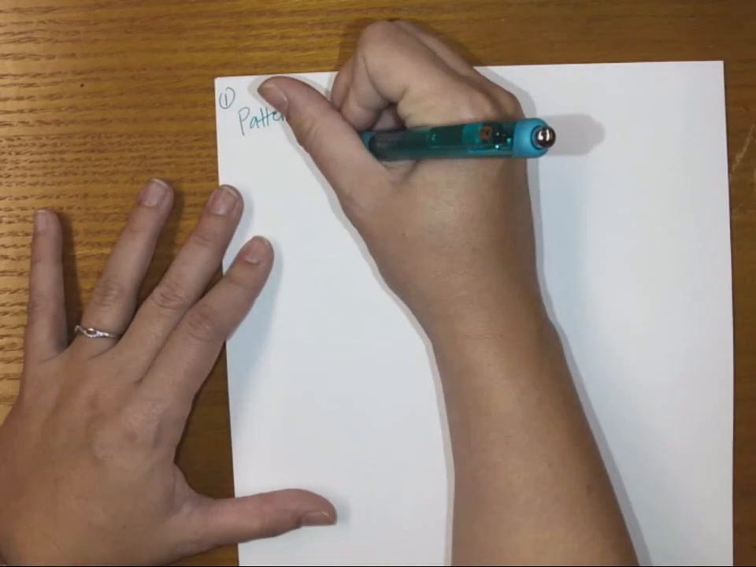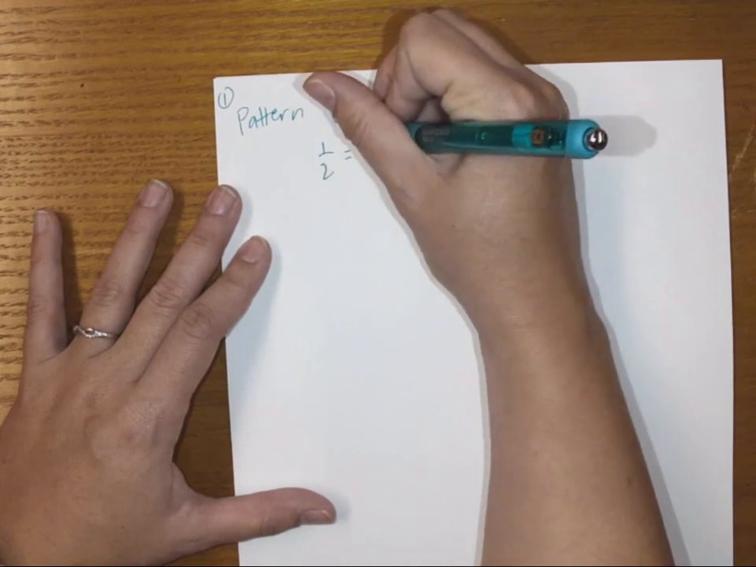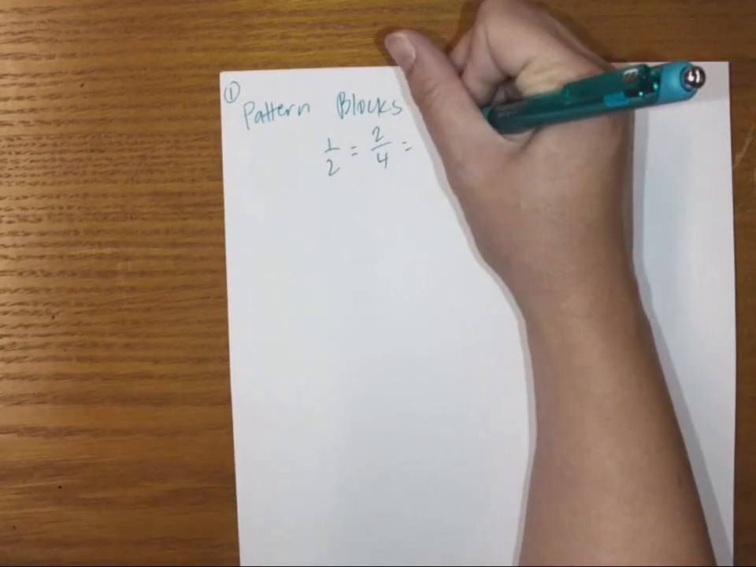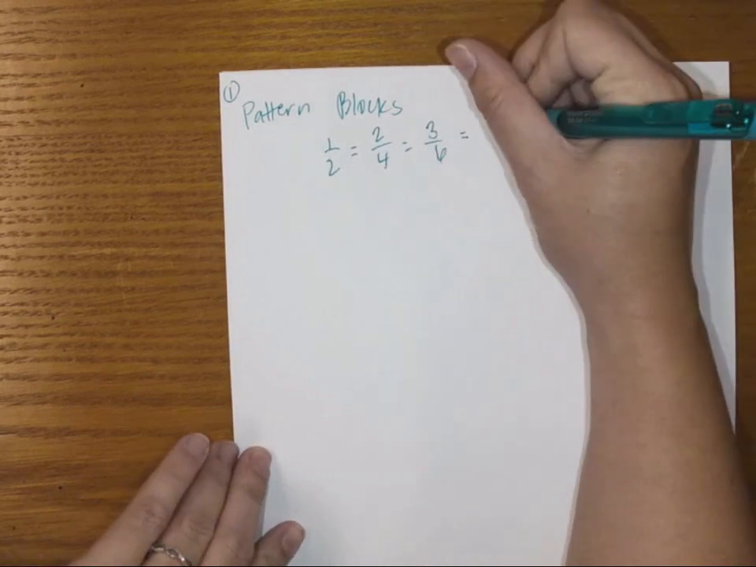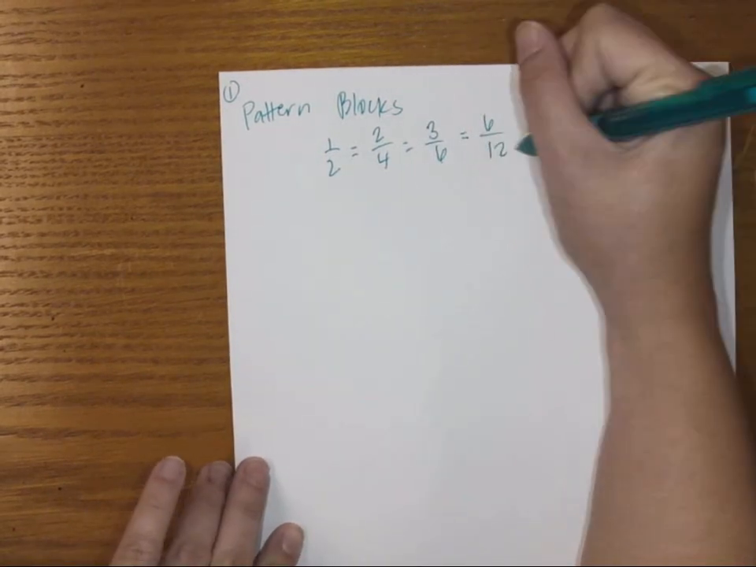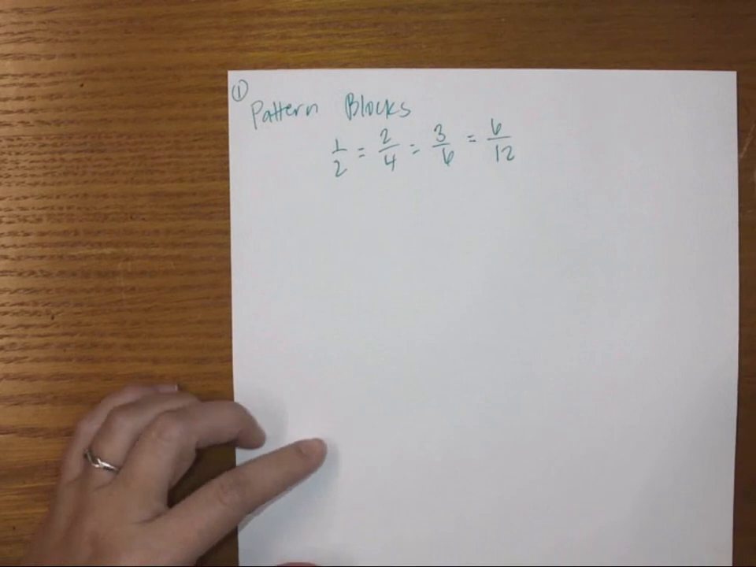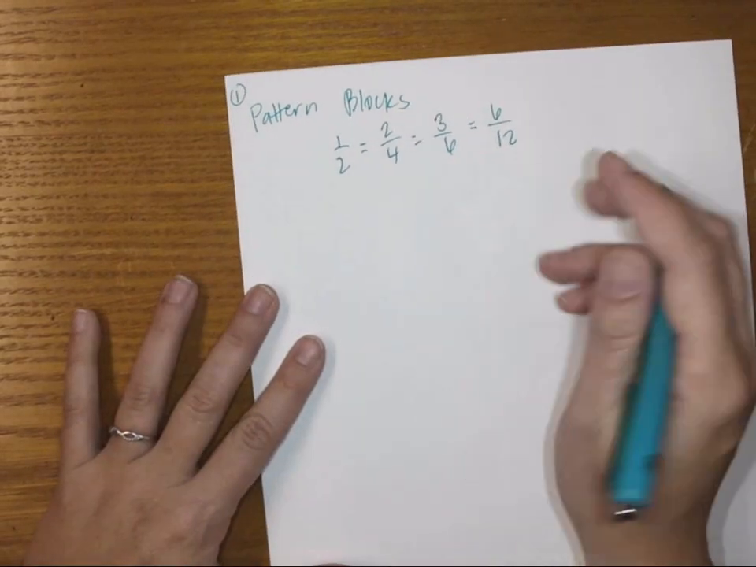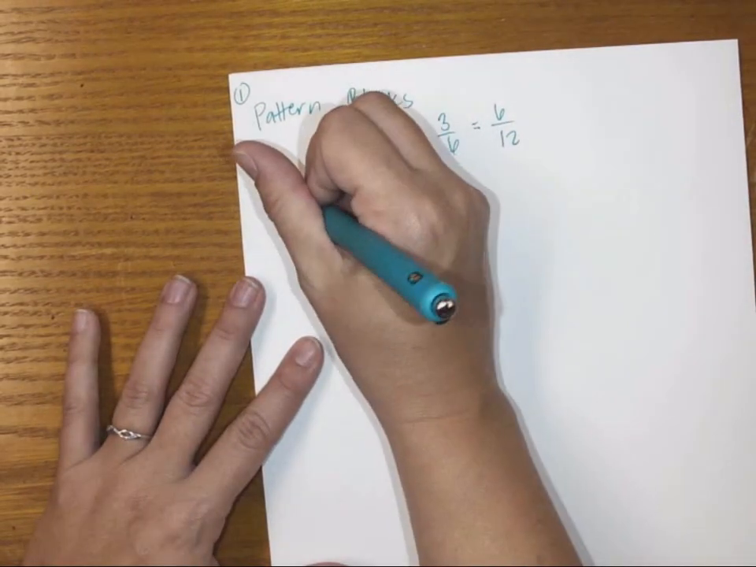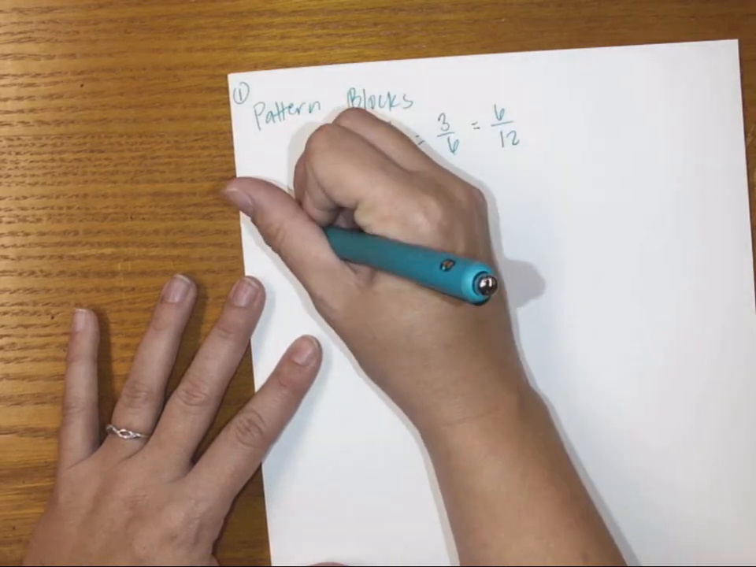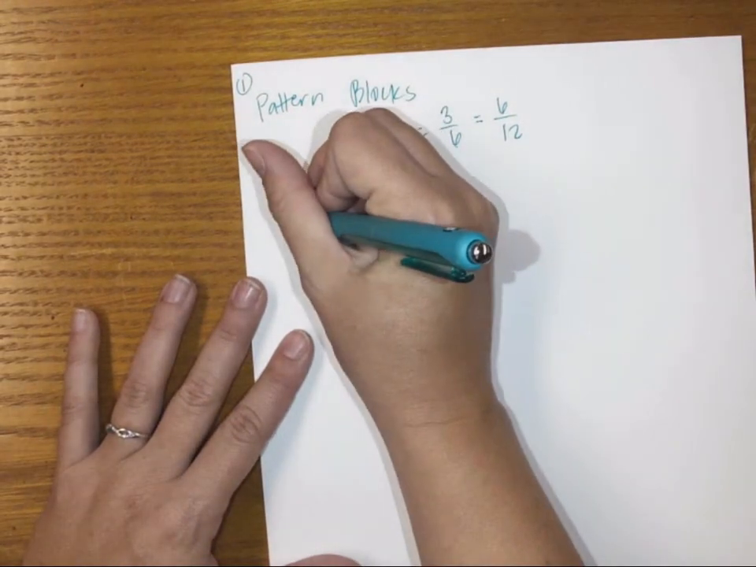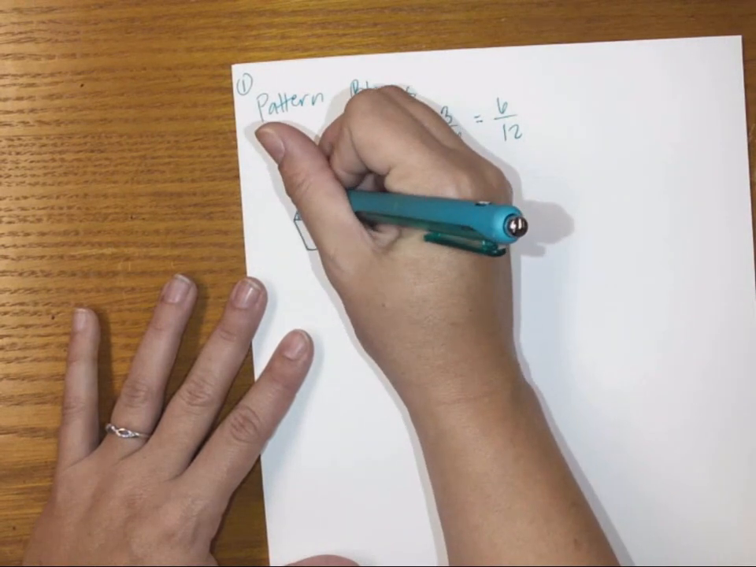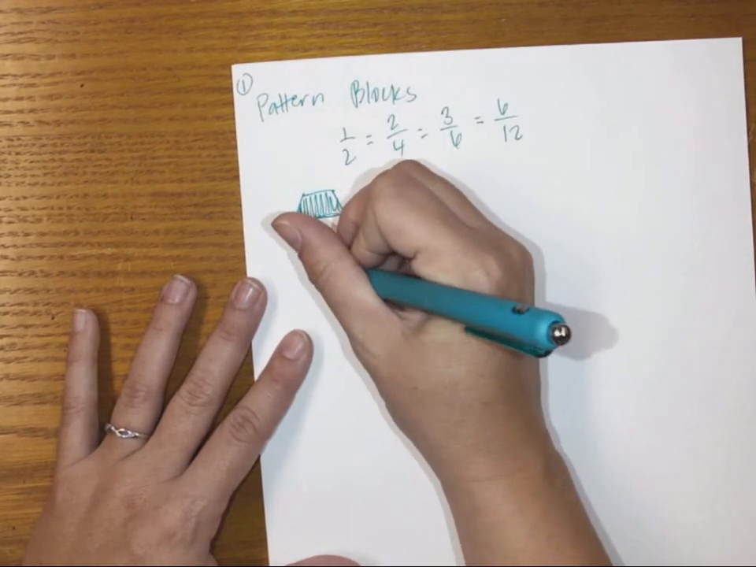So if I want to show that 1/2 is equivalent to 2/4, is equivalent to 3/6, is equivalent to 6/12, then I need to start off with a whole. I'm going to use my whole as the hexagon here. So there's my whole. If I wanted to show 1/2, I would split it into 2 pieces and shade one of them. So that would be 1/2.